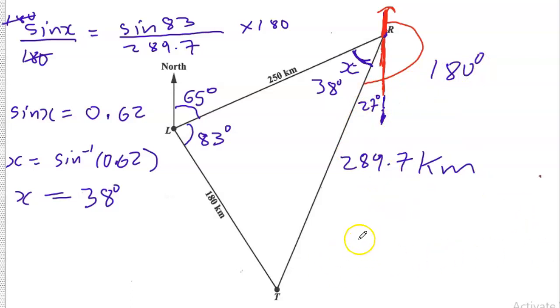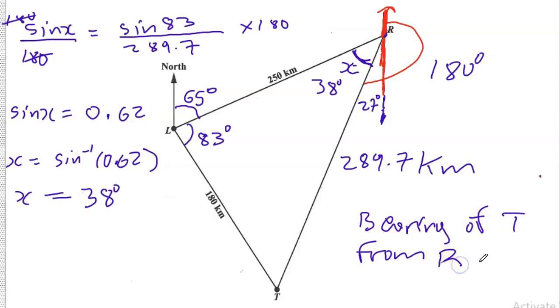So to answer the question, the bearing of T from R is 180 plus 27 degrees, which is 207 degrees.